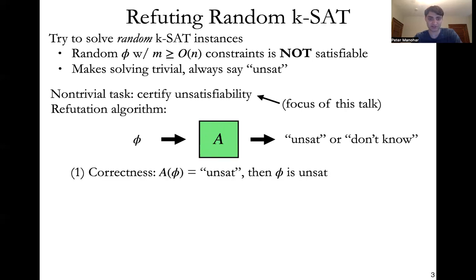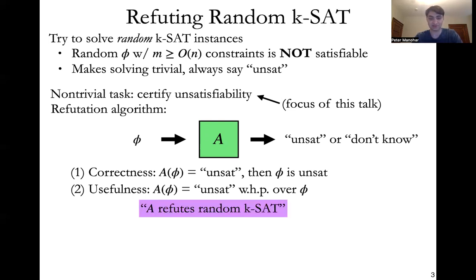The first is correctness, that is, if A of phi outputs unsatisfiable, then phi must indeed be unsatisfiable. This is a zero error condition, so we can never make a mistake here. If the instance is satisfiable, then we can never be outputting unsatisfiable. On the other hand, there is an algorithm that trivially satisfies condition 1. The algorithm A could just be outputting I don't know always. So condition 2 says that A must be doing something somewhat useful, that is, A must be outputting unsatisfiable with high probability when phi is a random instance. And if A satisfies these two conditions, I'll say that A is refuting random KSAT instances with high probability.